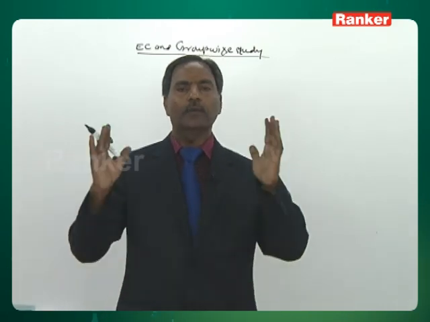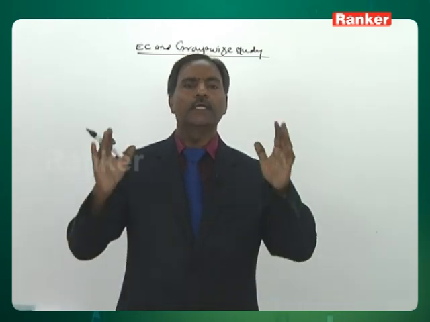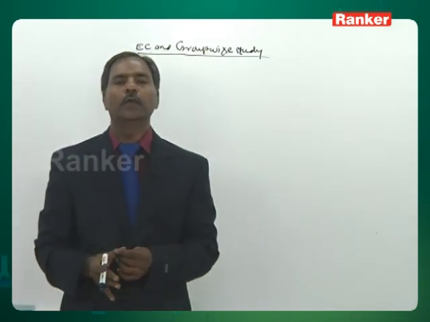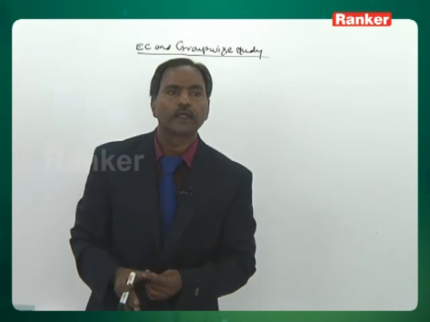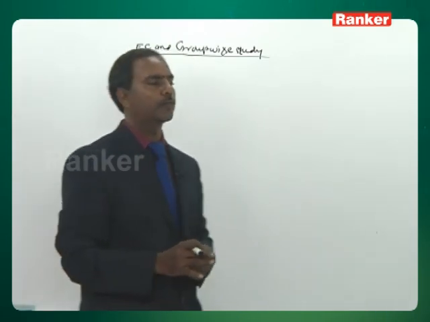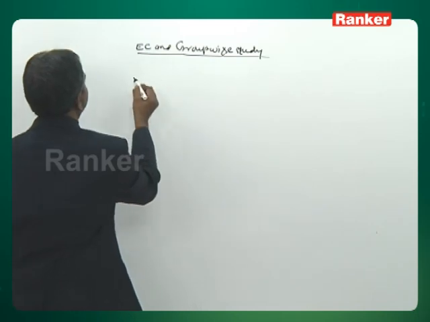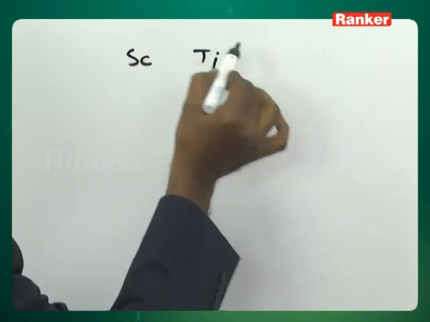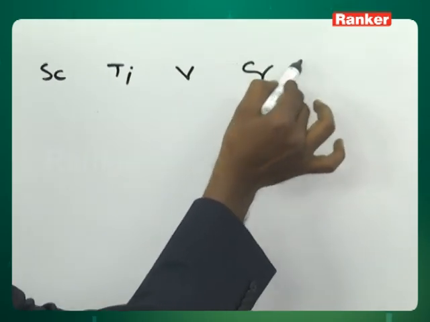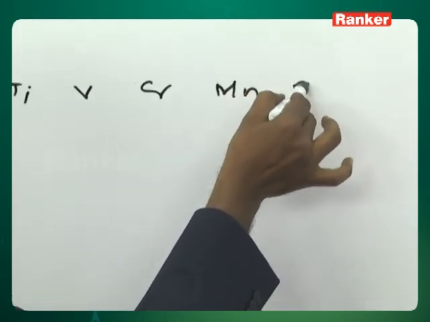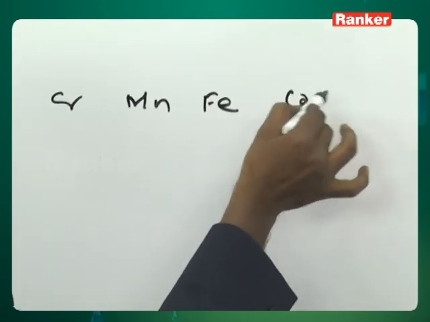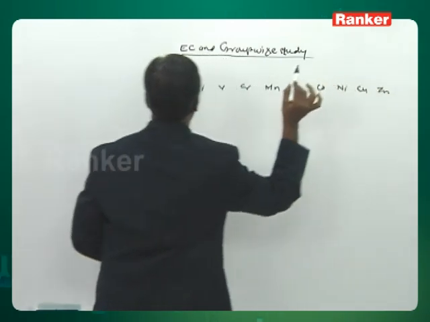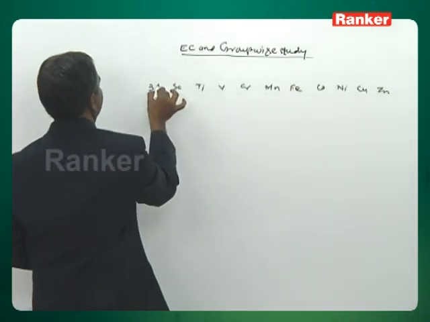But all the D block of elements are classified as what? B subgroups. Now, let me say here, in the case of scandium, titanium, vanadium, chromium, manganese, iron, cobalt, nickel, copper and zinc. Let me say it is 3D series.